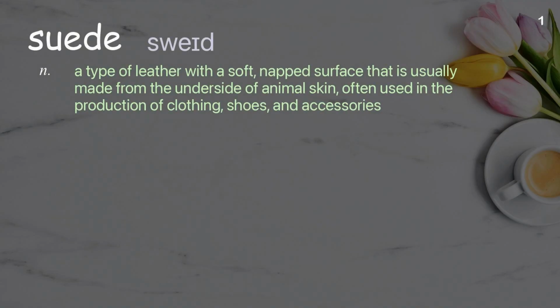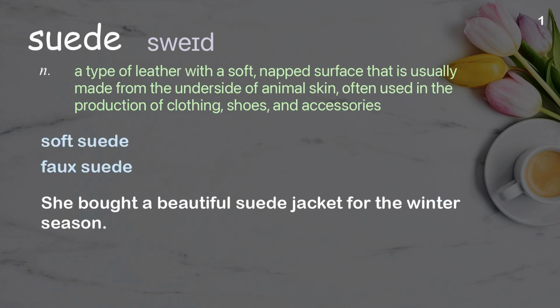Suede. A type of leather with a soft, napped surface that is usually made from the underside of animal skin, often used in the production of clothing, shoes, and accessories. Examples: Soft suede, faux suede. She bought a beautiful suede jacket for the winter season.